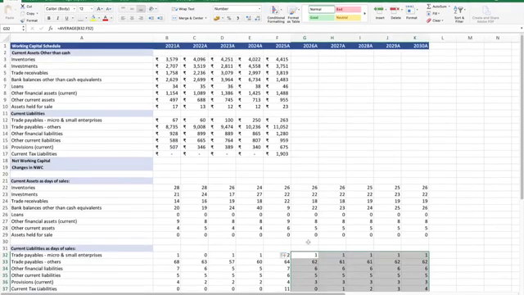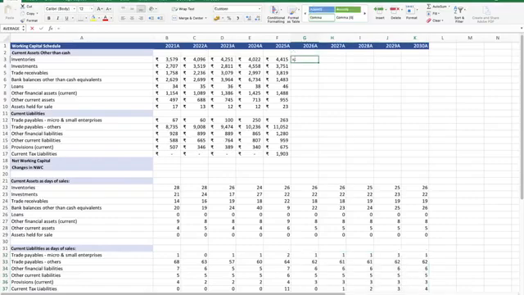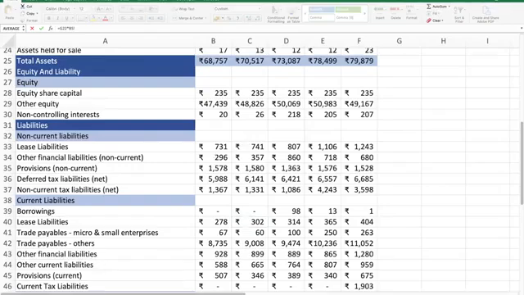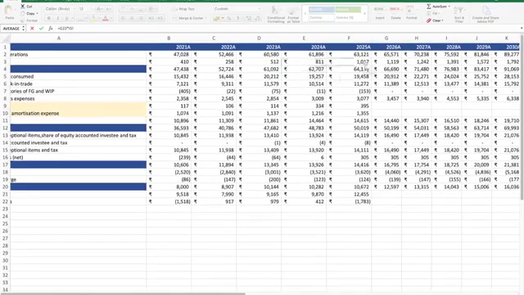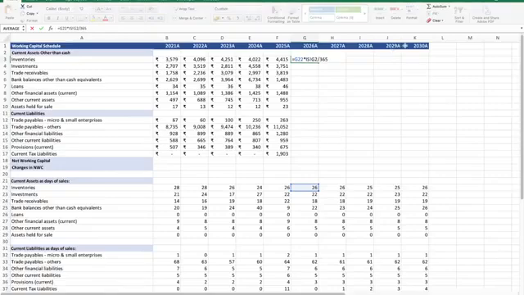Now I have these DSO, DIO and DPO numbers ready. I'll use these numbers to forecast my current assets and current liabilities. How do you do that? You take the DSO number and multiply it by the revenue. Again, just simply back calculating everything. We already have the revenue number forecasted here, so I'll use this revenue number and divide it by 365.